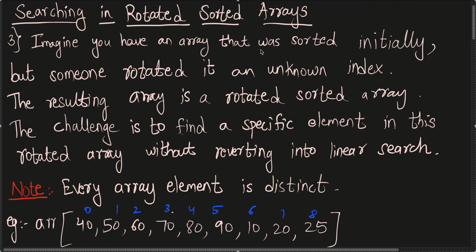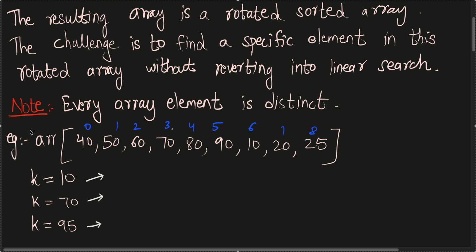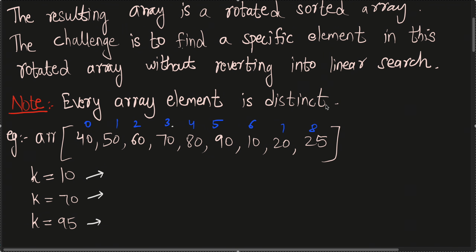Imagine you have an array that was sorted initially, but someone rotated it at an unknown index. The resulting array is a rotated sorted array. The challenge is to find a specific element in this rotated sorted array without reverting to linear search, right? And one note that they have given: every array element is distinct. So let's take an example.